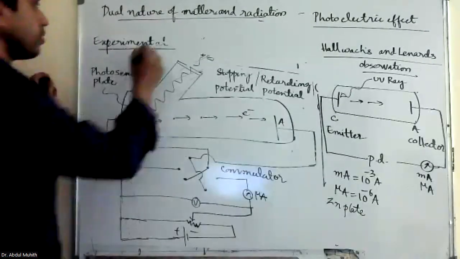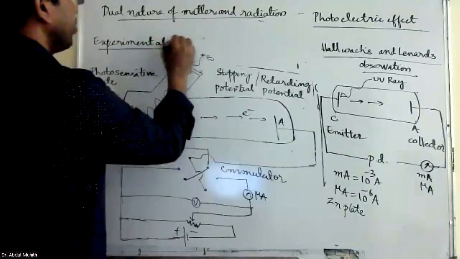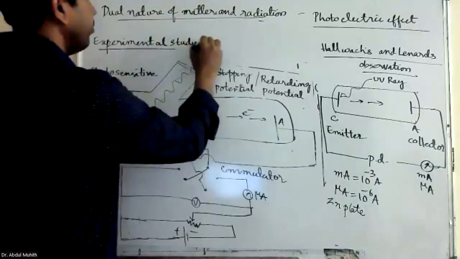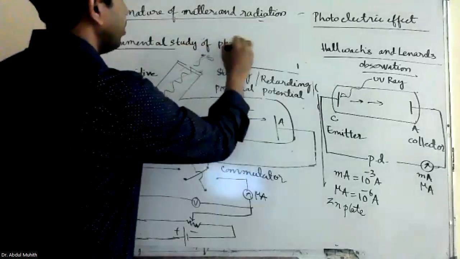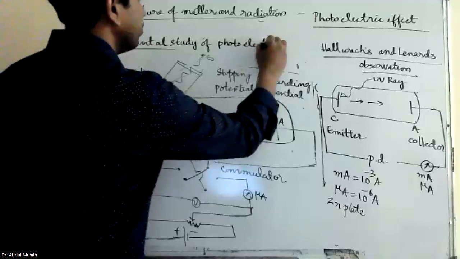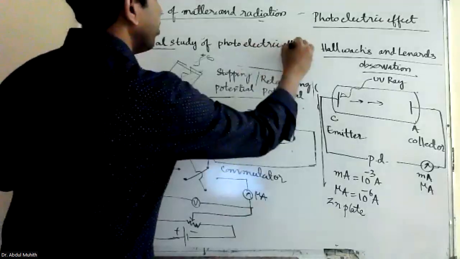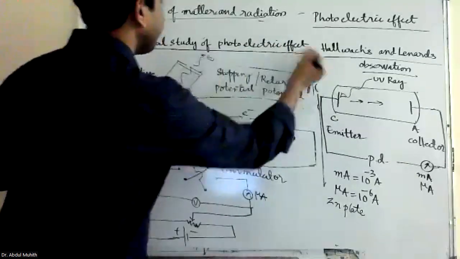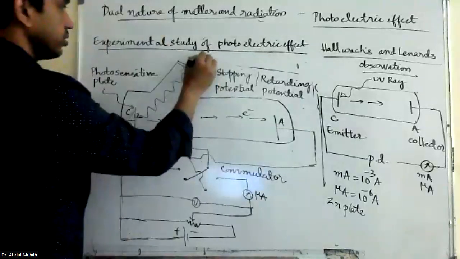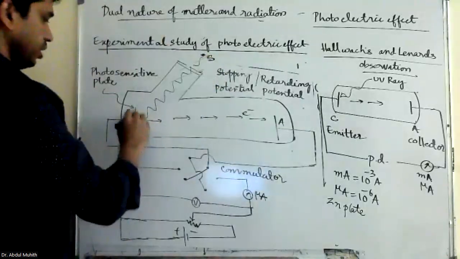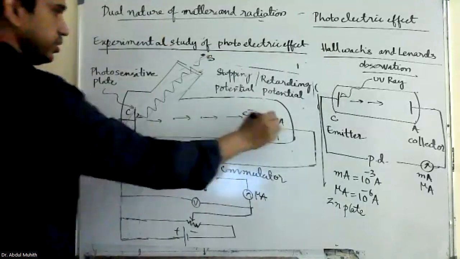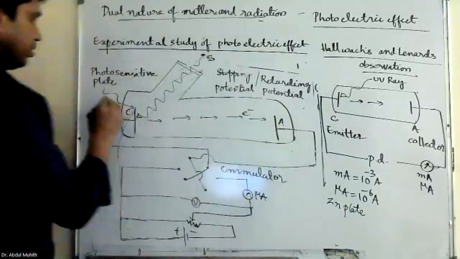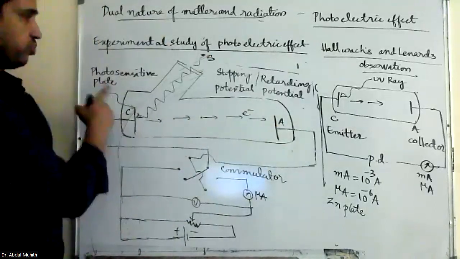Experimental study of photoelectric effect. Okay, so this is the source, and this is the cathode plate. This is the anode plate. Now, this surface is known as the photosensitive surface.